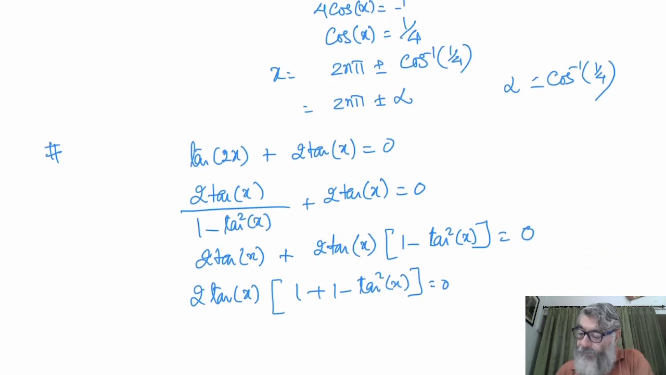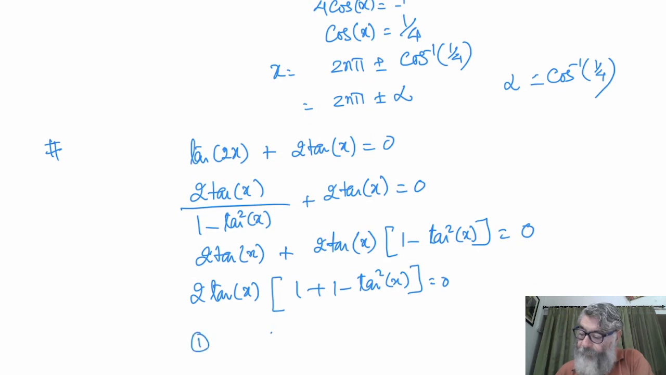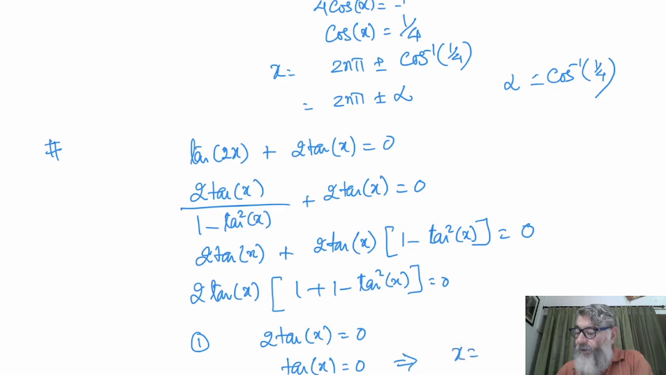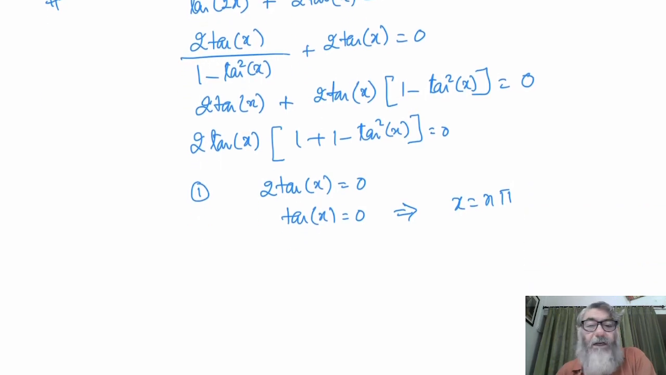So number 1, 2 tan x is equal to 0, or tan x is equal to 0. That implies x is equal to n pi. It is the same as for sine. For sine also, sine is 0 on the horizontal line. Similarly, tan x is also 0 on the horizontal line. Tan 0 is 0. Sine 0 is 0.